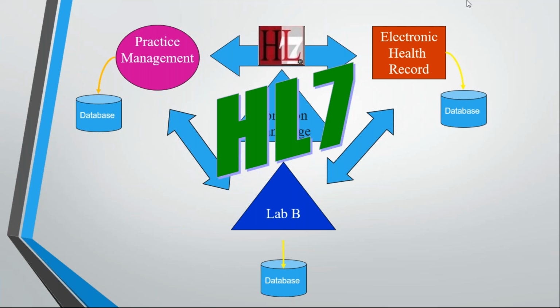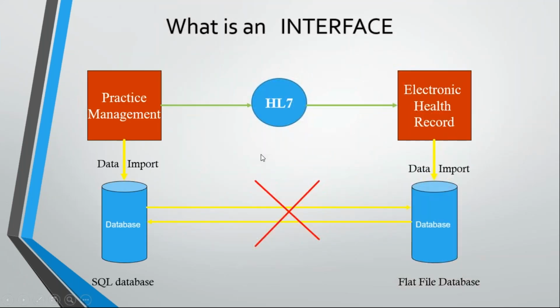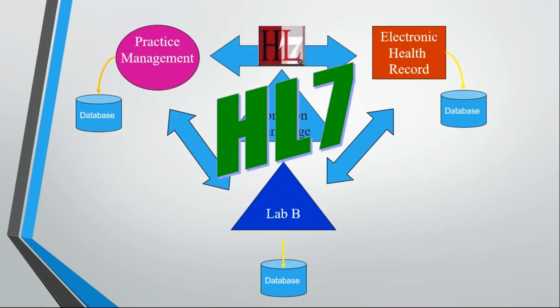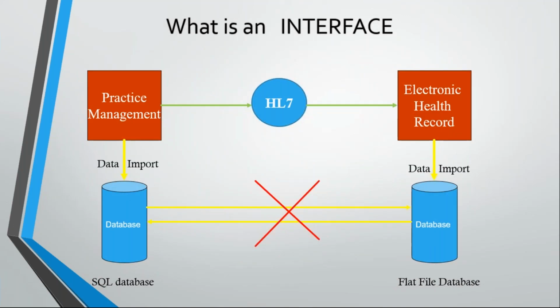HL7 started in the 1980s, so we'll take a look at the history in a while. But now that we have seen how the data is transmitted in the form of HL7, we'll quickly understand what an interface is. Since the beginning, I'm saying that data is traveling from one system to another, from PM to EHR, EHR to lab, and from lab to the PM again. And we are also seeing that this transfer of data is happening in the form of HL7. But one thing we need to understand is that this is happening through an interface.